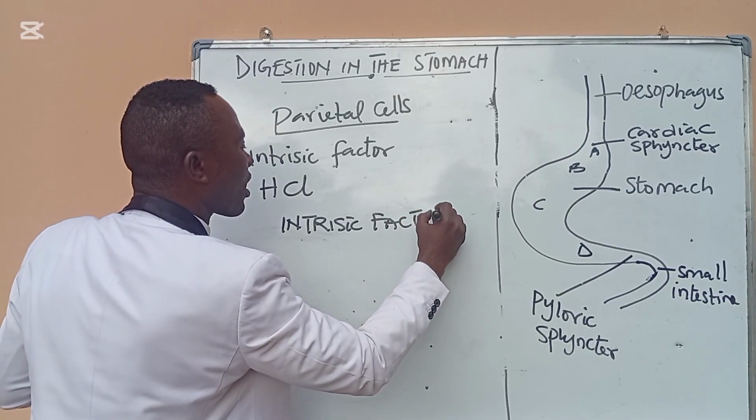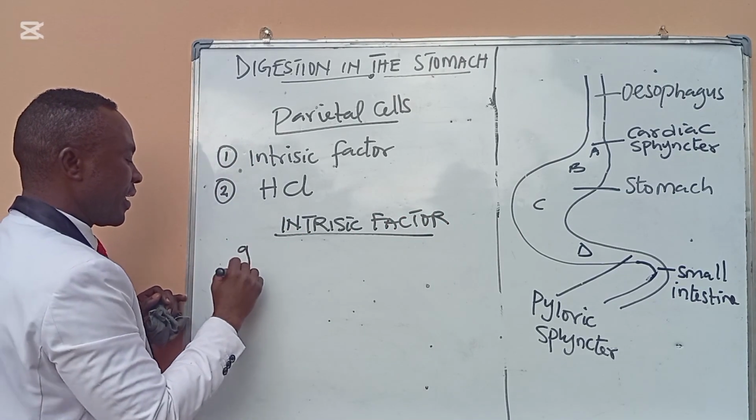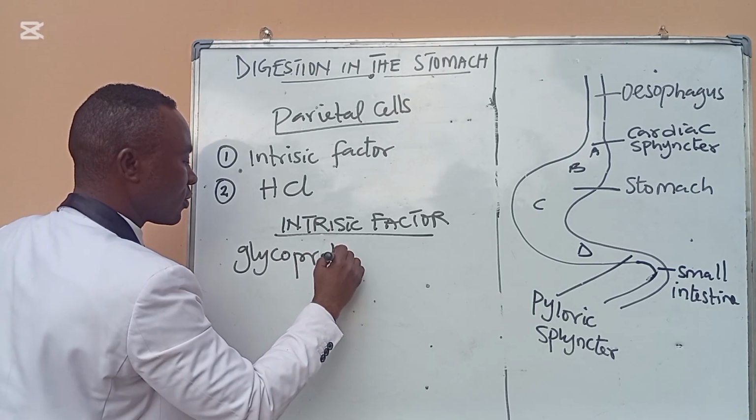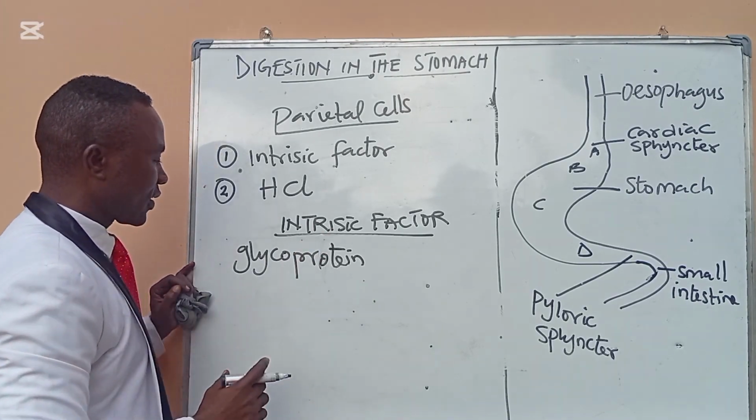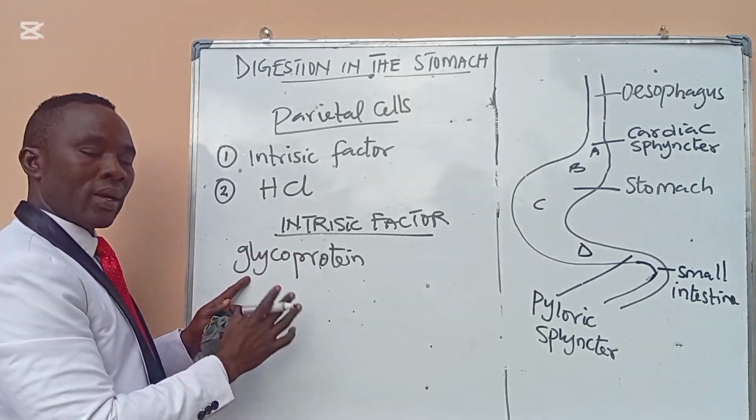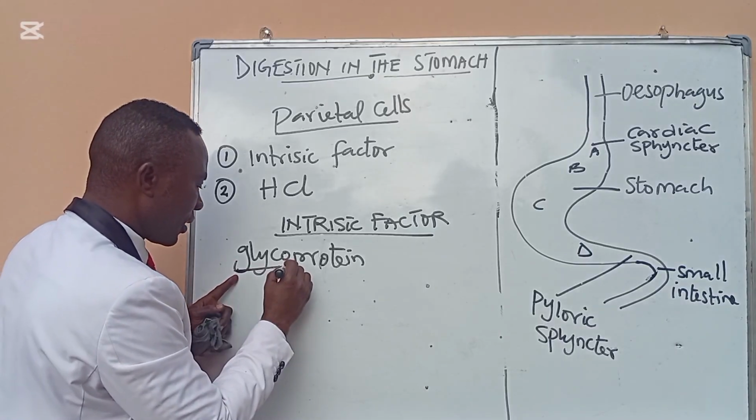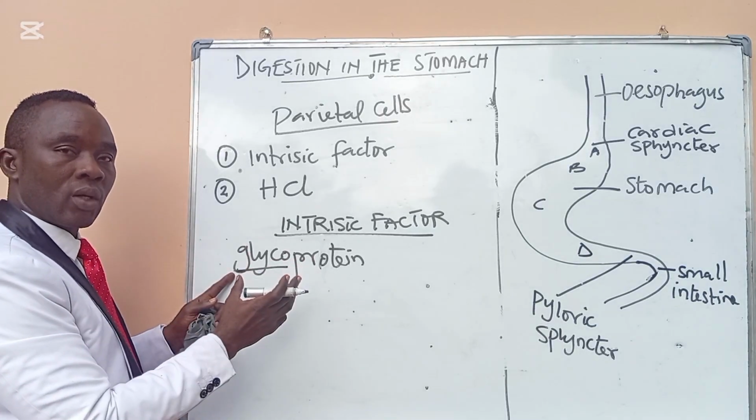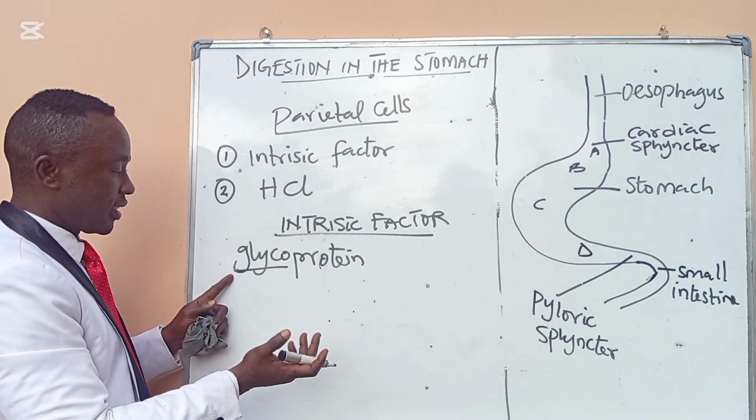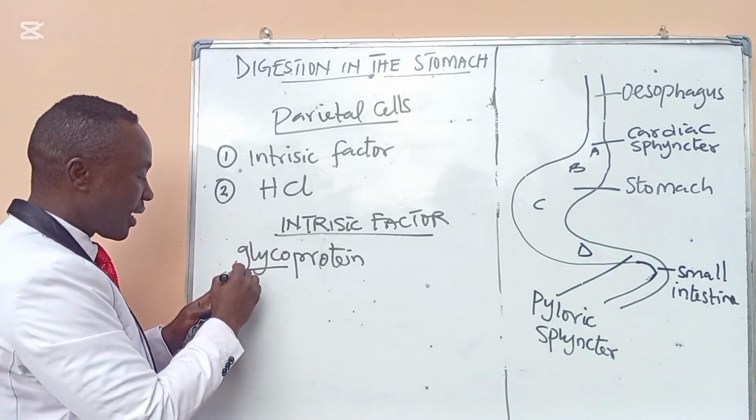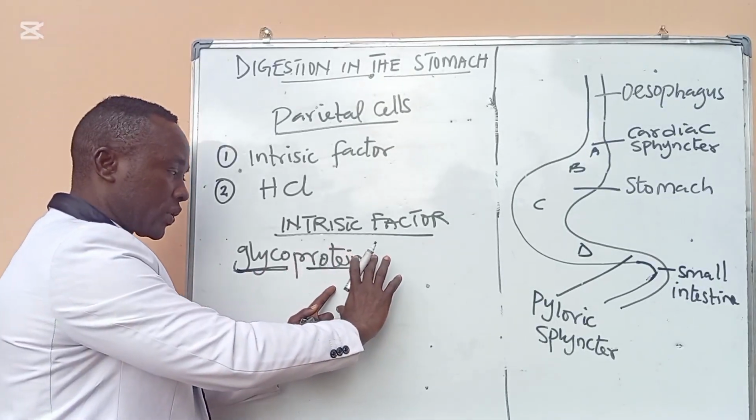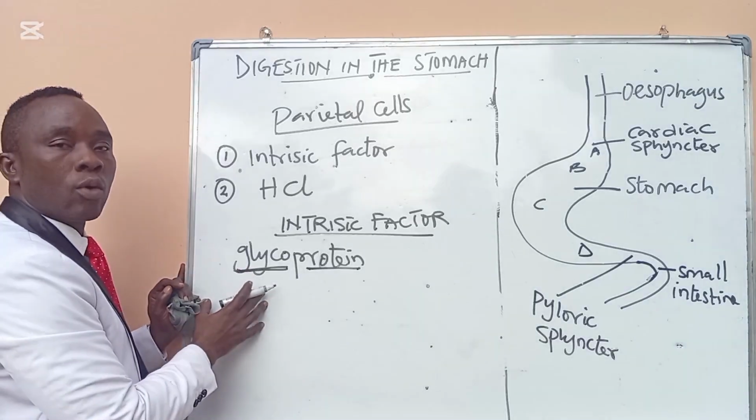Now the intrinsic factor is a glycoprotein. Glycoprotein is a complex formed from carbohydrates. You see the word glyco, from glucose or glycogen. Are you getting me now? So it's a carbohydrate. Glyco, protein. So it's a complex made up of carbohydrates and protein.